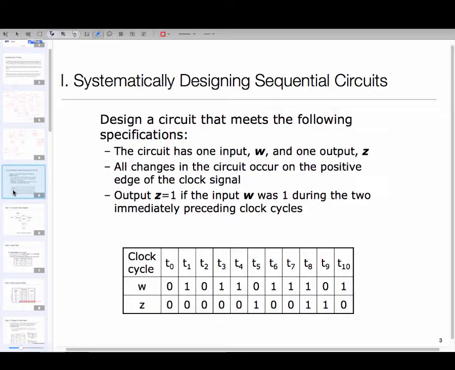The circuit has one input W and one output Z. All changes occur on the positive edge of the clock. Output Z is equal to 1 if the input was 1 during the two immediately preceding clock cycles. This is basically what it's showing: if this is W, then Z is going to be, in this case, there is a 1-1 pattern out here. It will be 1 and 1 twice out here. Now, which type of problem does it fall into?